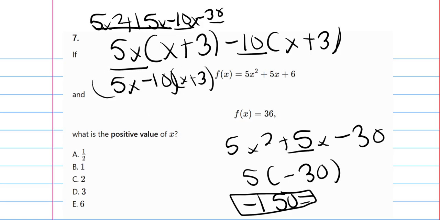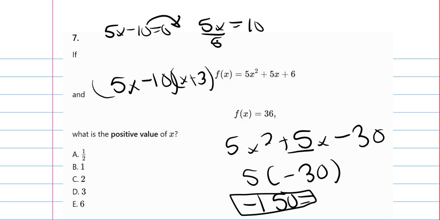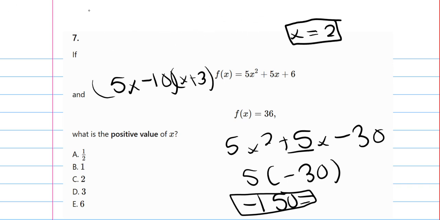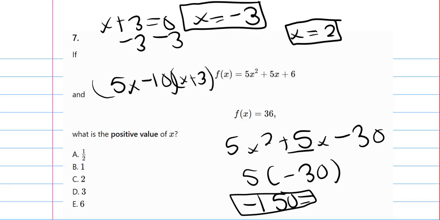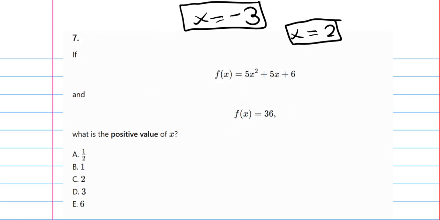And now let's just get the value of x. And 5x minus 10 is equal to 0. And you just put it on the other side, so that would be 5x is equal to 10, divided by 5 on both sides, x is equal to 2. And for the other binomial, x plus 3 is equal to 0, and subtract 3 from both sides. That's the output. So you have two values. So we ask what is the positive value of x. So that should be 2.